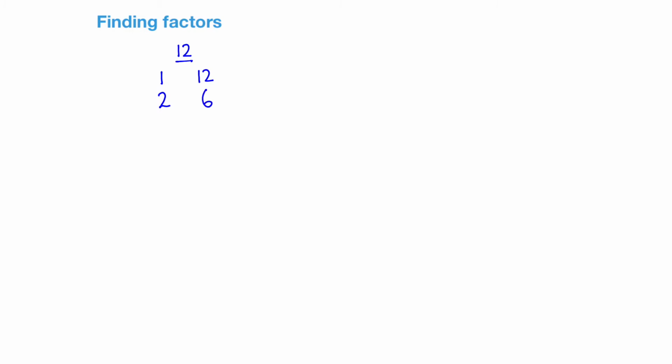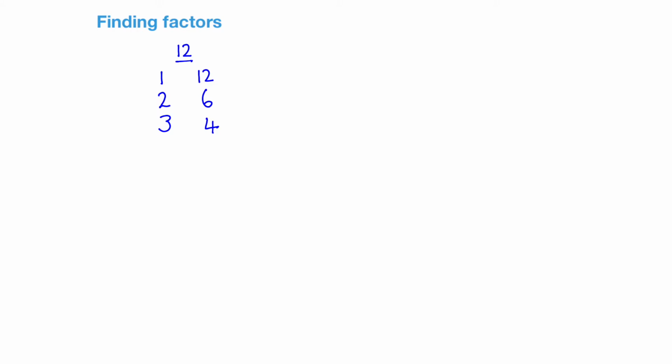All right. Then in this space here, we're thinking about 3. Does 3 go into 12? And 3 does go into 12, so we write 3. And then the partner of 3 that makes 12, so 3 times what is 12? That goes in here. So 3 times 4 is 12. Now, our next number here would be 4, but we've already got 4. So in this way of systematic listing, as soon as you get to a number that's already in the right-hand column, then you stop, and that's a guarantee that you've got all the factors.